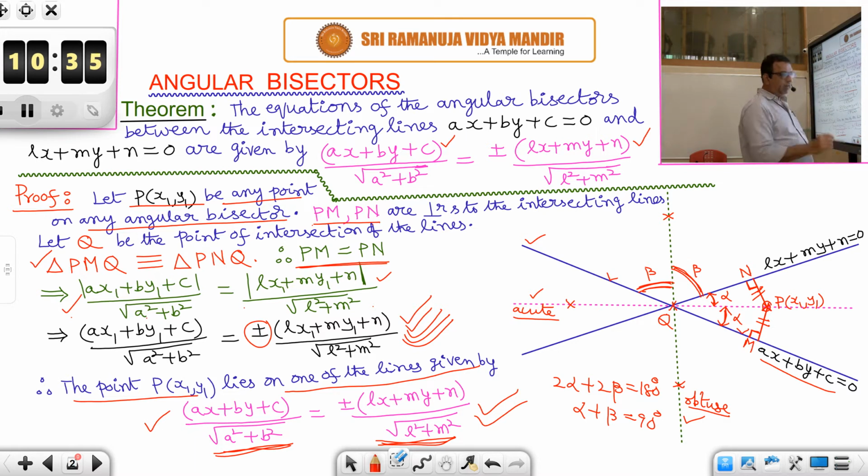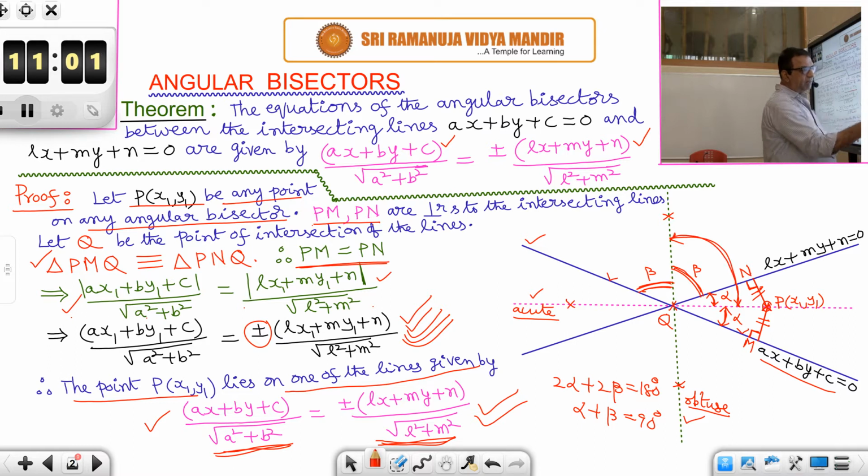Alpha plus beta is equal to 90 degrees. But what is alpha plus beta? Is it not the angle between the dotted lines? See, starting from here, alpha is starting from here, going up to here. Is it not? So, this first one up to here it is alpha. Then from there it is up to here beta.